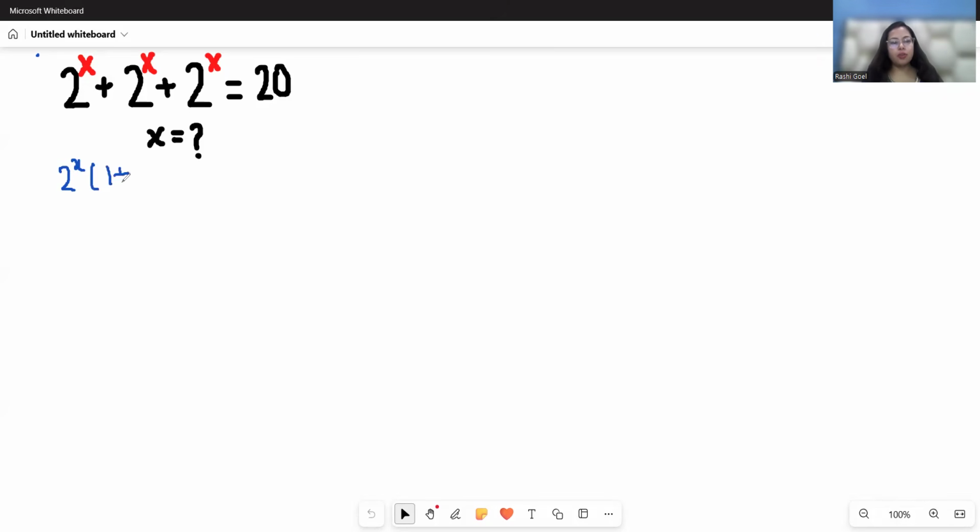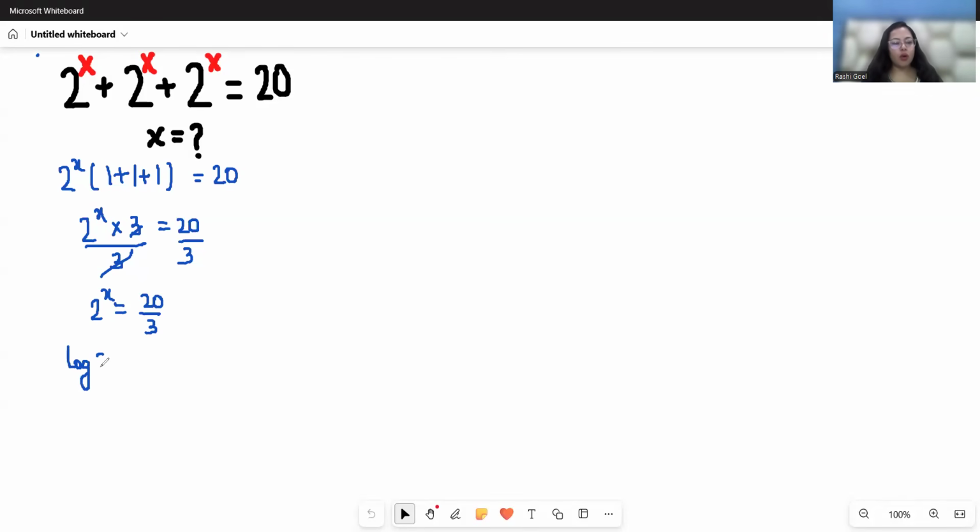So if I take 2^x as common, 1 plus 1 plus 1 equals 20. So 2^x times 3 equals 20. Now if I divide both sides by 3, this will cancel out. So 2^x equals 20 by 3.